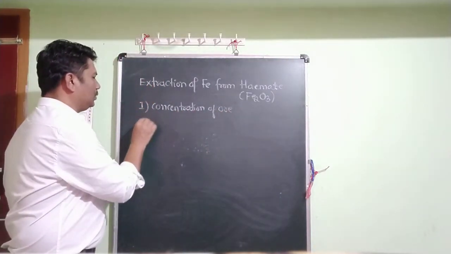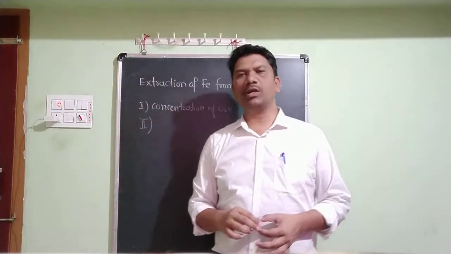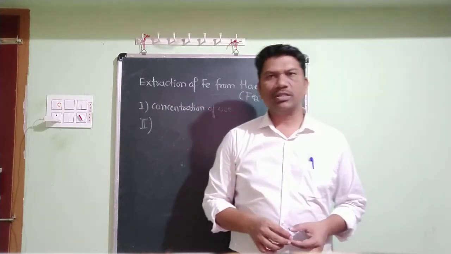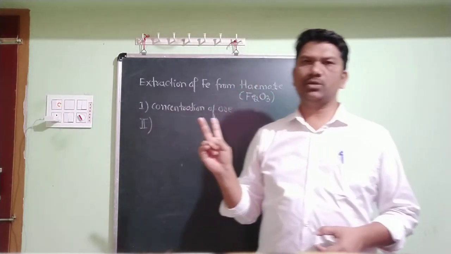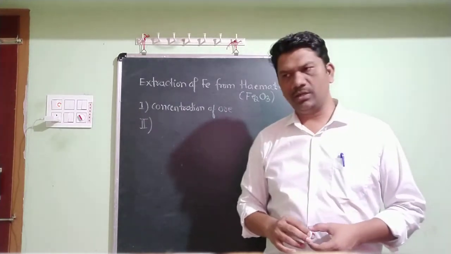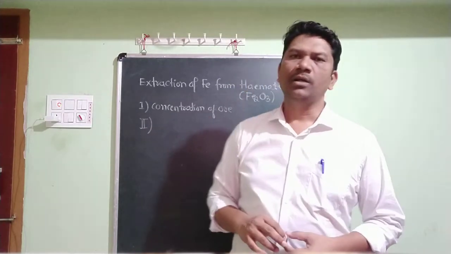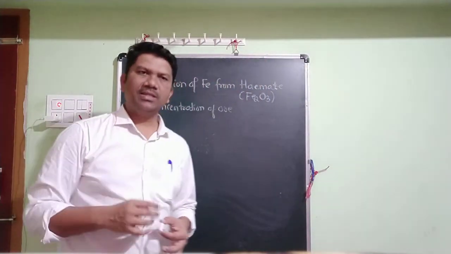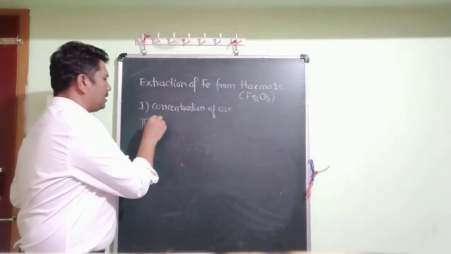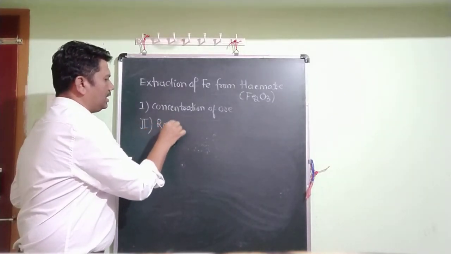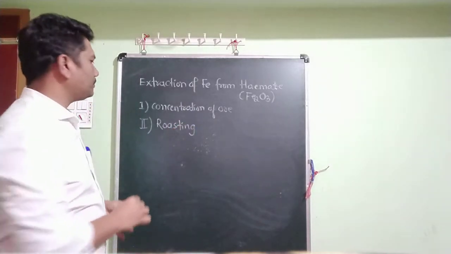Then step number 2. According to our general steps, step number 2 is conversion of ores into oxides. In conversion of ores into oxides, we have 2 methods, that is roasting and calcination. You know what is roasting and what is calcination. Here the ore is roasted, therefore step number 2 is roasting.